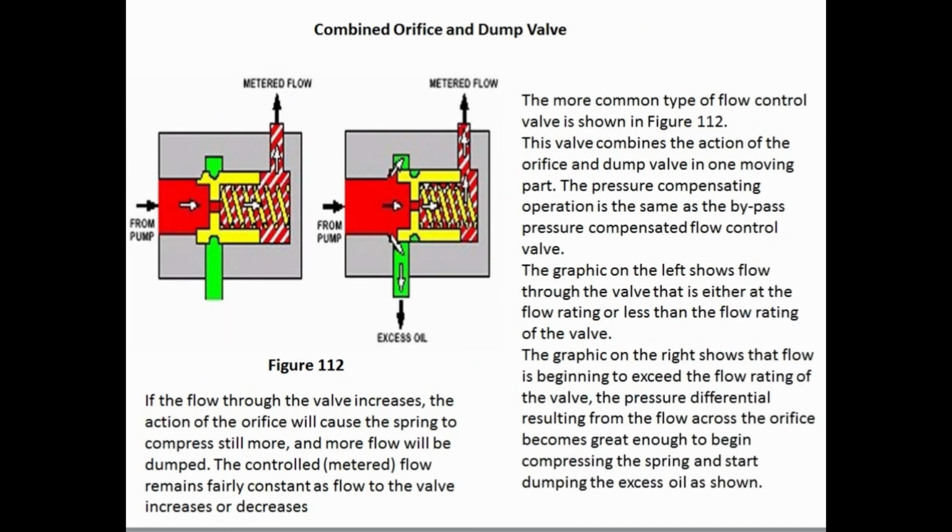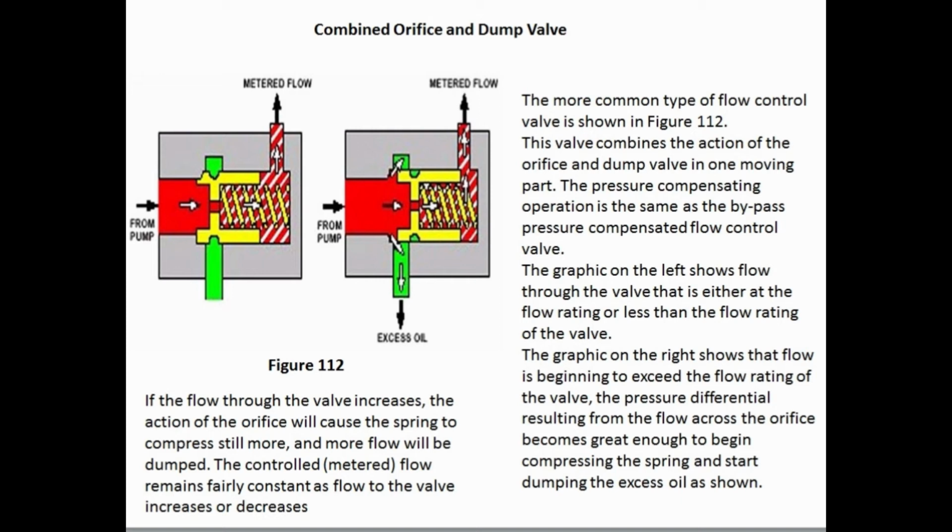Combined orifice and dump valve. The more common type of flow control valve is shown in figure 112. This valve combines the action of the orifice and dump valve in one moving part. The pressure compensating operation is the same as the bypass pressure compensated flow control valve.